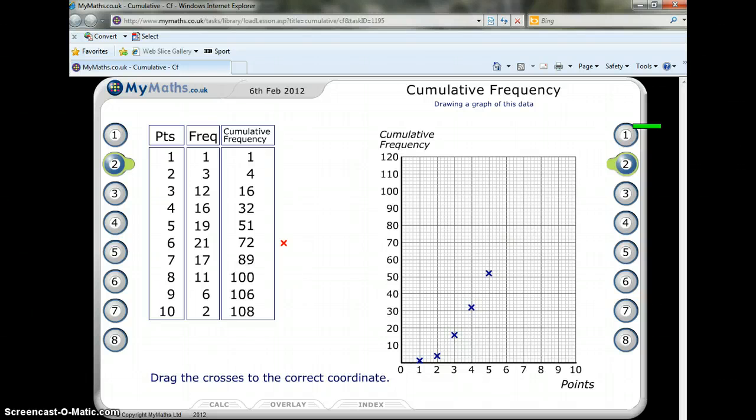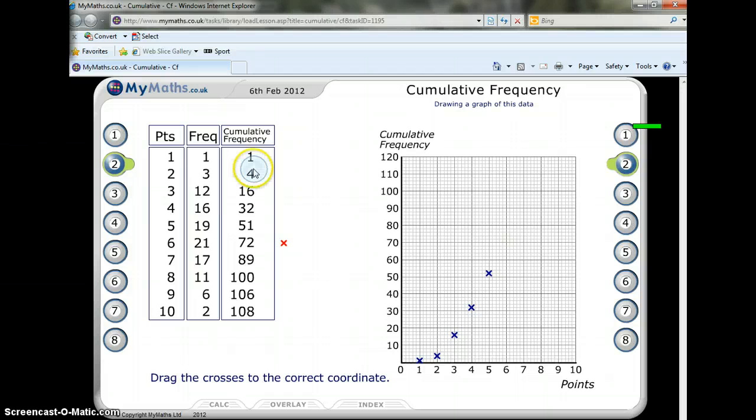Now, all I've done so far is I've drawn myself an x-axis which I've labelled with points. The points go from 1 to 10. And I've written cumulative frequency on my y-axis. It has to be cumulative frequency and not just frequency to make it a cumulative frequency diagram. So what is cumulative frequency?